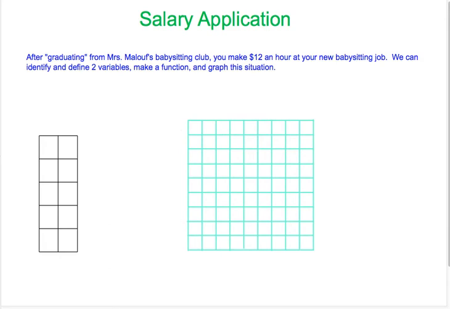Alright, let's do one more problem here. After graduating from Mrs. Malouf's babysitting club, you make $12 an hour at your new babysitting job. We can identify and define 2 variables, make a function, and graph this situation. So what we could say is the amount of money you make. So M, let's do black here. M equals money made. And we could say H equals hours worked.